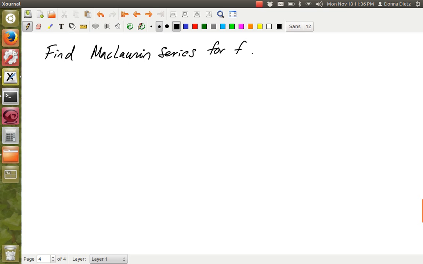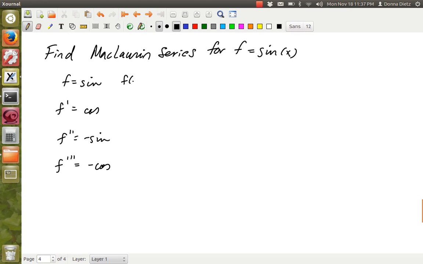Find the Maclaurin series for f of x equals sine of x. Now, if f is sine, f prime is cosine, f double prime is minus sine, f triple prime is minus cosine, and they're all going to be evaluated at 0. So f of 0 and f double prime of 0 are both going to be 0. f prime of 0 is 1. f triple prime of 0 is negative 1. Okay, so half the terms wipe out completely, and the other remaining terms toggle plus and minus 1.